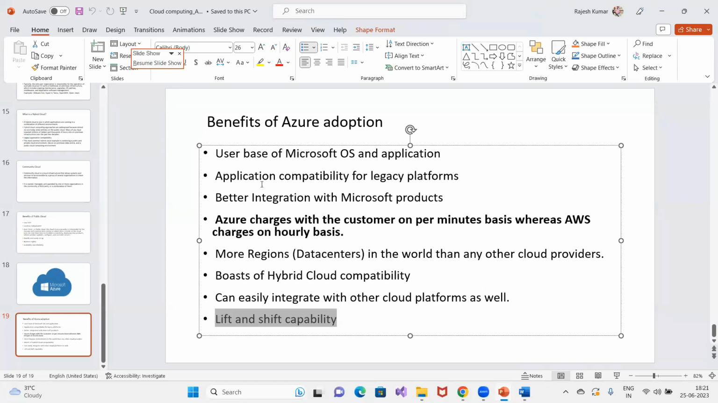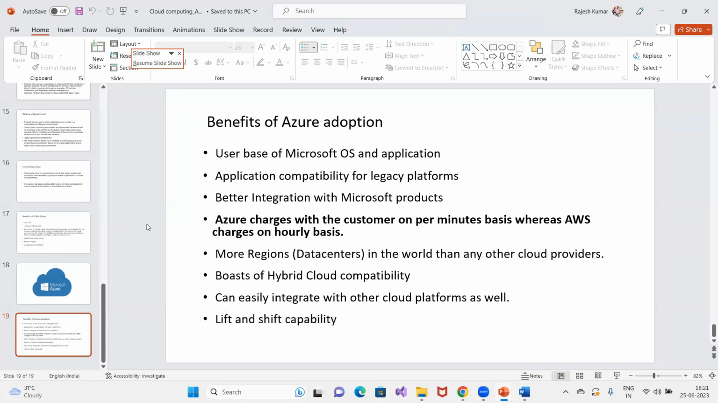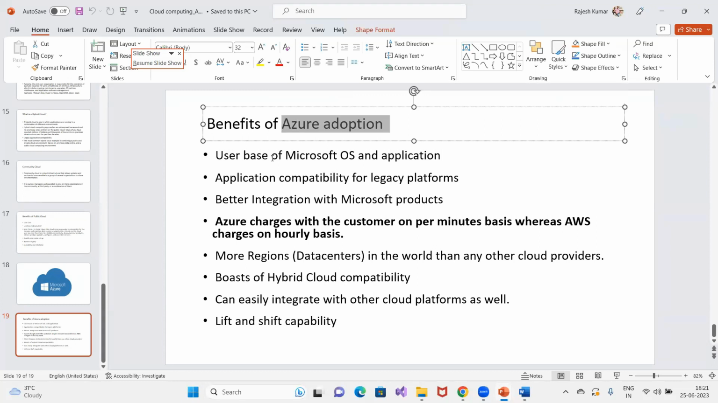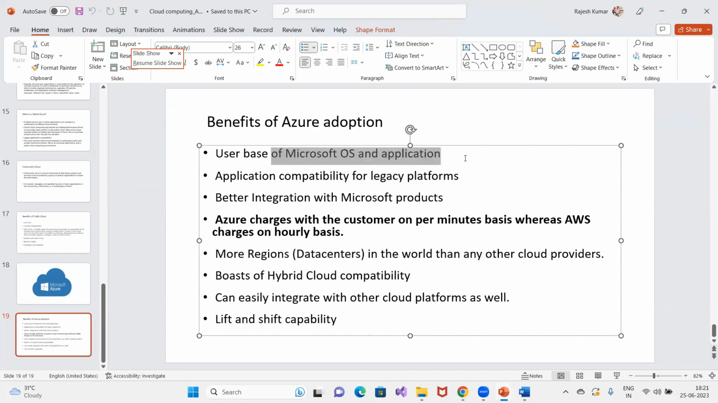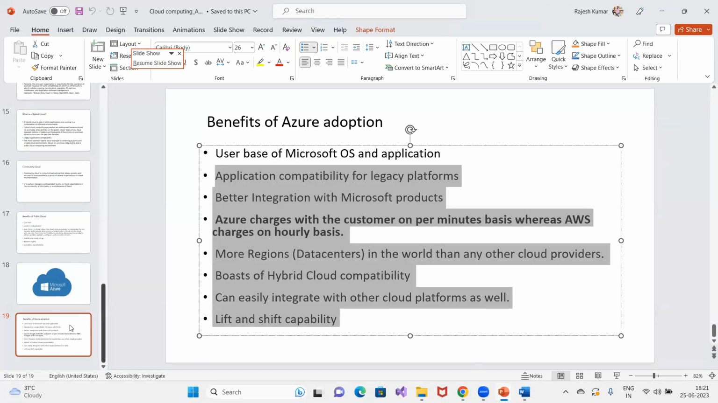So because of these benefits, Azure is leading in the market. The job prospect of Azure is very high nowadays, even if you compare it with AWS. In earlier days, AWS jobs were booming, but for the last 3 years, Azure jobs are in high demand because of the Microsoft base and because of these kinds of limitations. Like I told you, we will get a lot of benefits if we adopt Azure in the company.